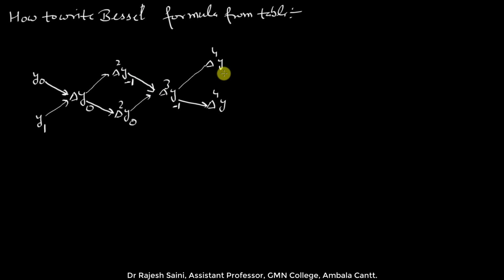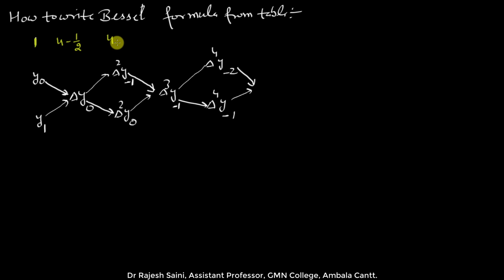When you go up, it is minus 2. When you go down, it is minus 1, and something like that you will keep on going. Now we write the coefficients. First is 1. I'm going to write the coefficient. First is 1, then u minus 1 by 2.